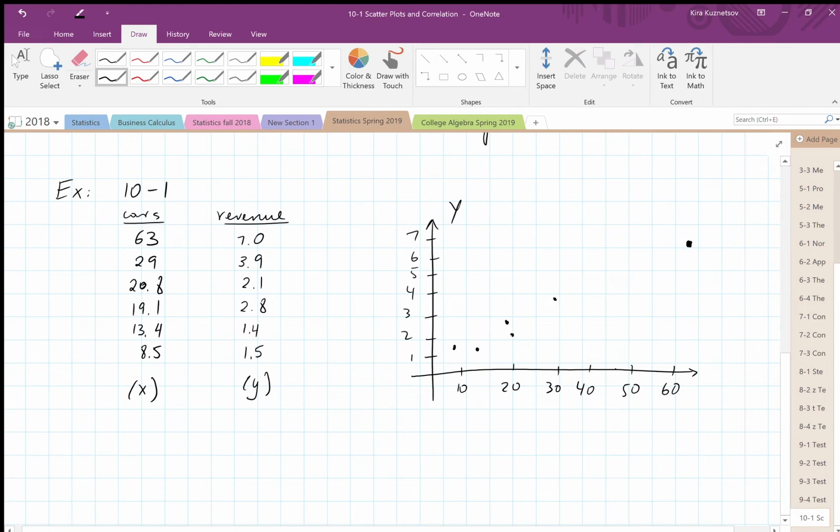So what I can see right here is there does seem to be a linear relationship. In fact, it feels like I should be able to draw a line right through those, right? So what this tells me, first of all, this is called a scatter plot. That's a vocabulary word. Second of all, it does look like I have a positive relationship.